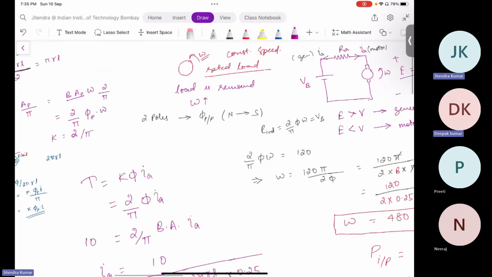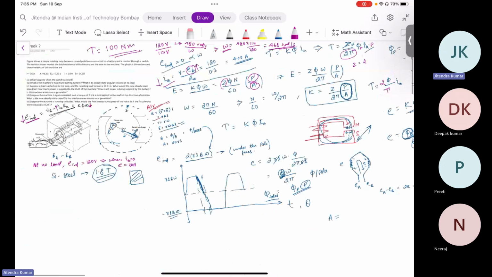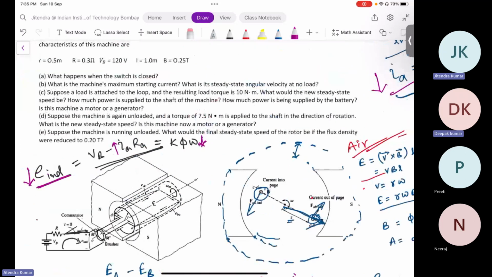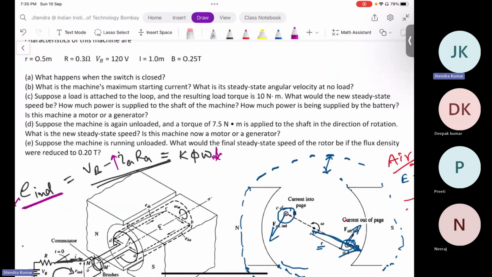So should we move ahead to the next part? Part D. Suppose the machine is again unloaded and a torque of 7.5 Newton meter is applied to the shaft in the direction of rotation. What is the new steady state speed? And is this machine now a motor or a generator?